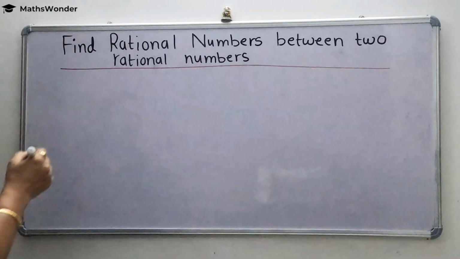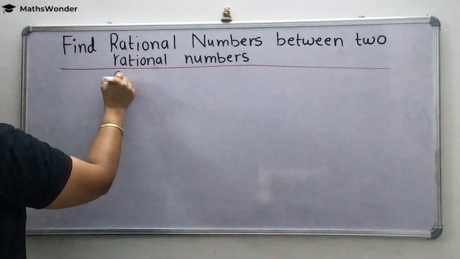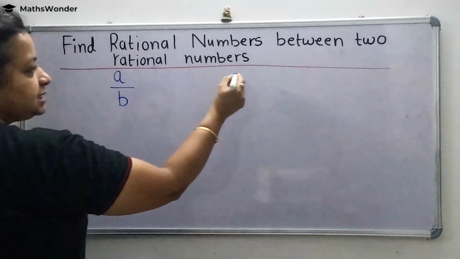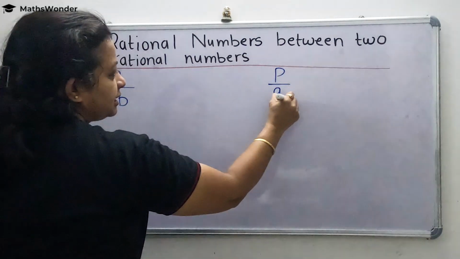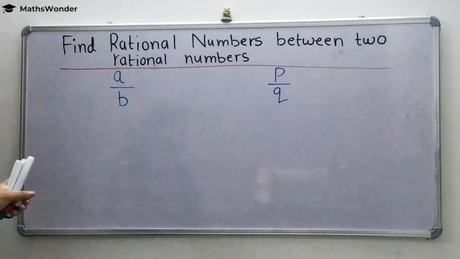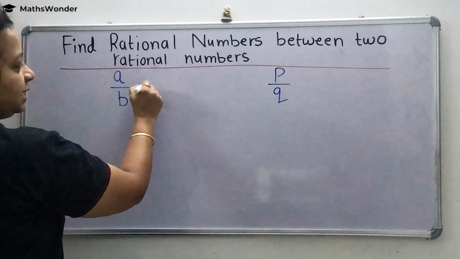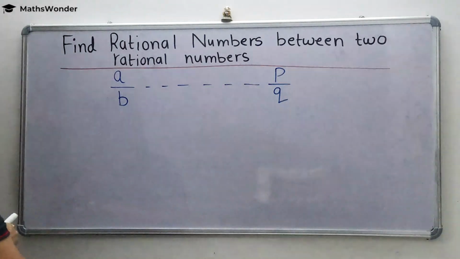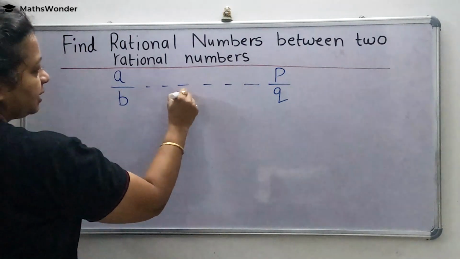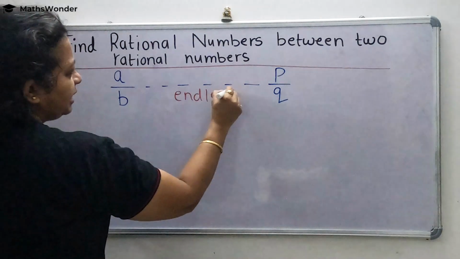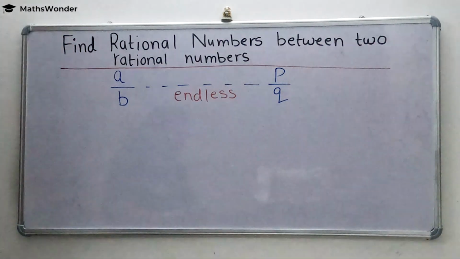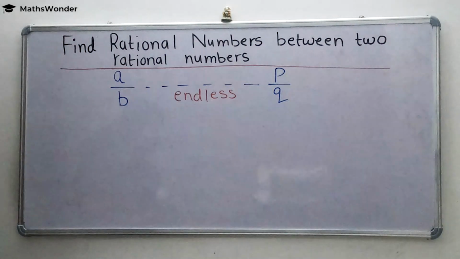Suppose one rational number is this and the other is this. We have two rational numbers, so there are infinite rational numbers between them. We have endless rational numbers. So if A over B and P over Q are two distinct rational numbers, how will you find a rational number between them?